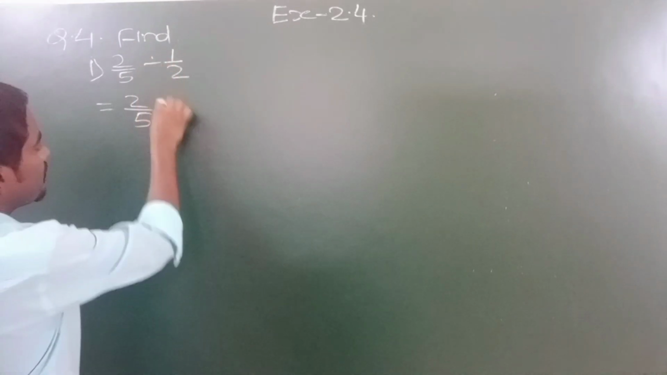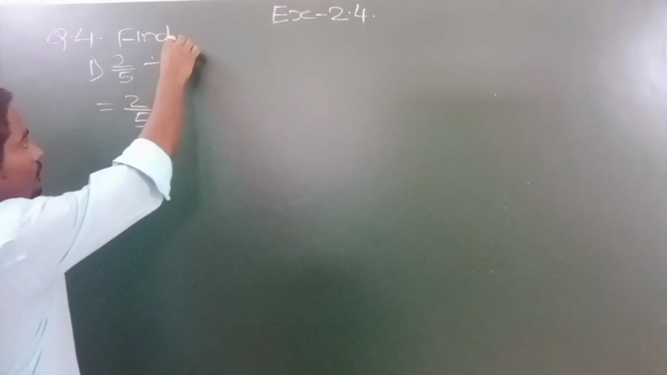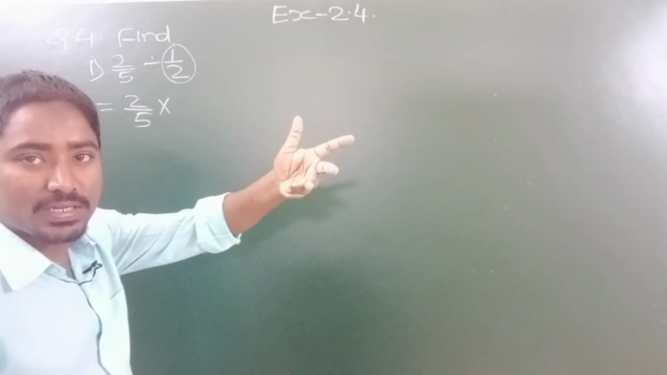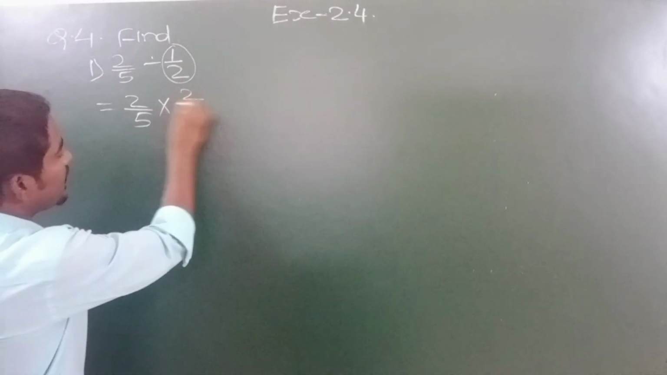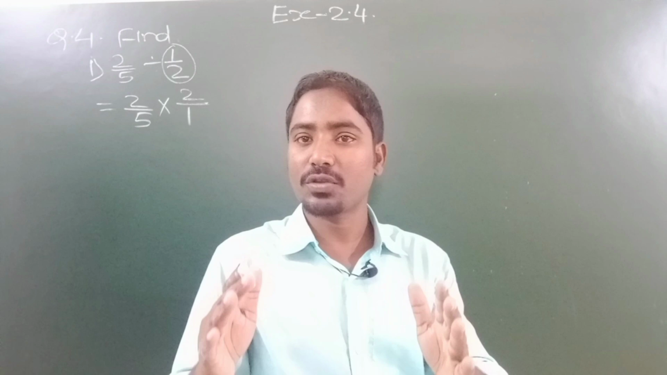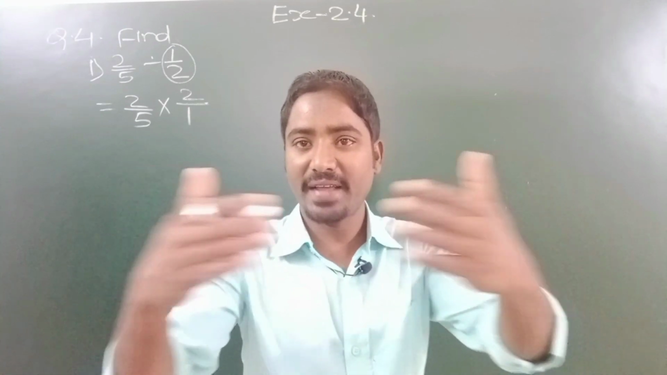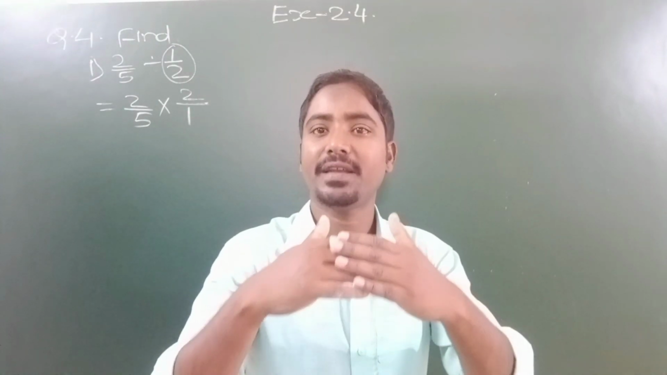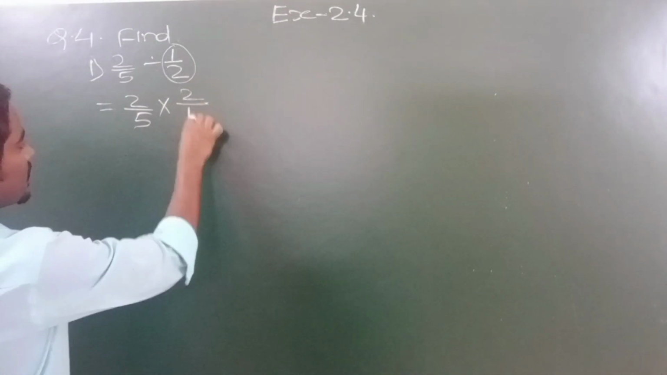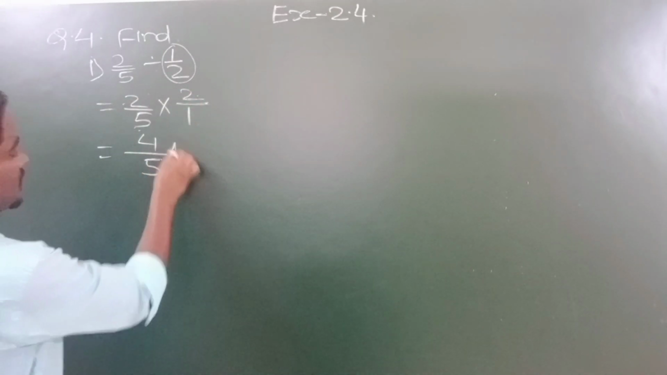Then we will replace this division sign by the multiplication sign. The term after it, whether it is a fractional number or a whole number, we will invert: the numerator will become the denominator and the denominator will become the numerator. After this, check for a common factor. If no common factor is there, multiply the numerators, multiply the denominators, and write the final answer. Here there is no common factor, so 2 2s are 4 and 5 1s are 5. This is your final answer.